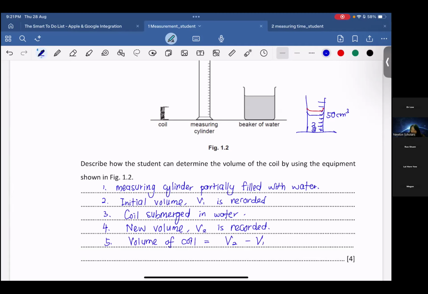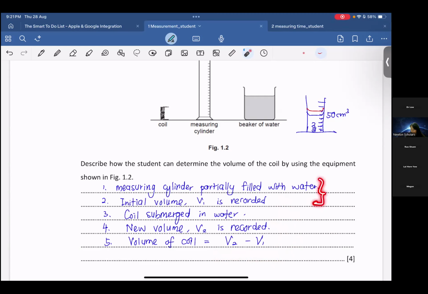I can use symbols because just now I already defined what is V1, what is V2. If you didn't define, you just say initial volume is recorded, new volume is recorded, then suddenly you tell me to use V2 minus V1, I will deduct your mark. Because I don't know what is V1, what is V2. So if we want to use the symbols, I will check back, did you define what is V1 and what is V2? Okay, so at here, actually there are 4 marks in total.